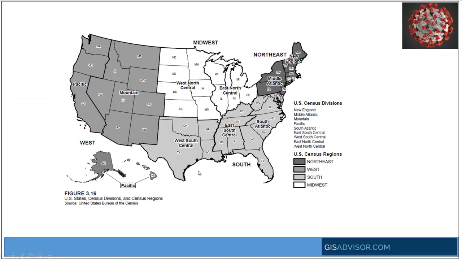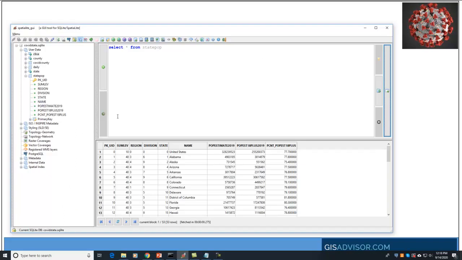Here's an example of that from my textbook. You can see the 4 census regions, the Northeast, West, South, and Midwest, as well as the 9 different census divisions. So this will be fun. We're going to get to analyze the data based upon those regions and roll some of that information up.